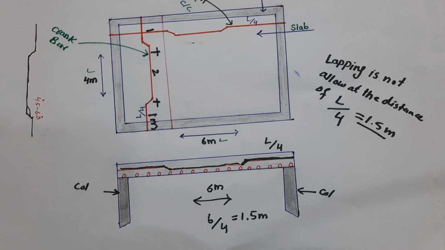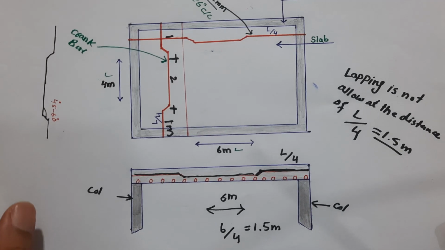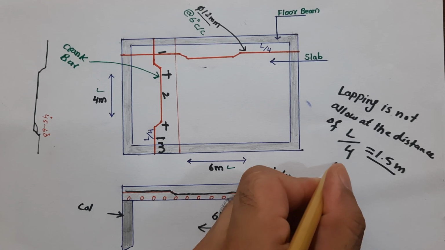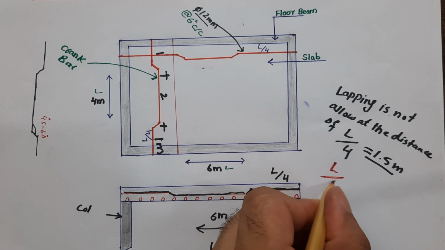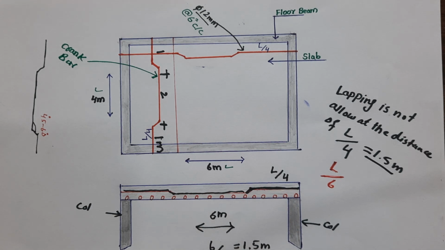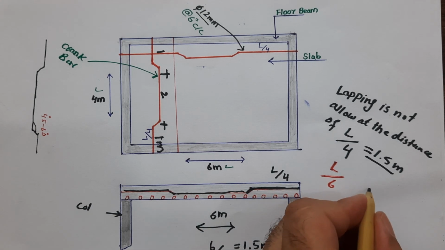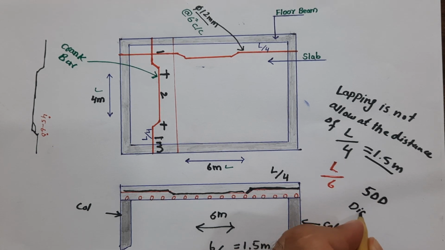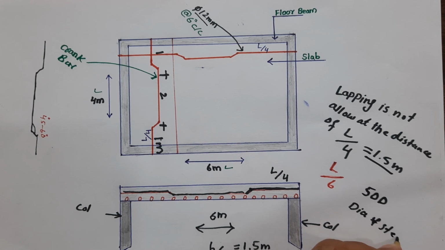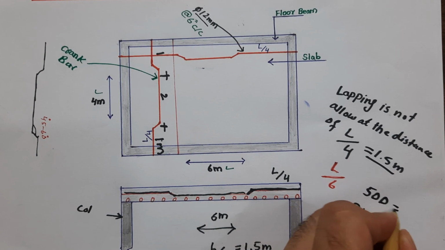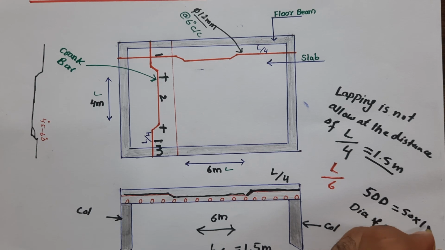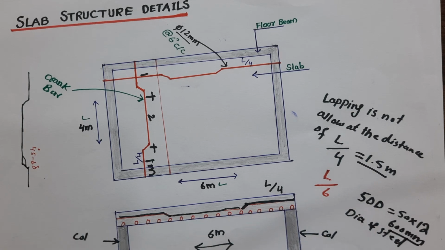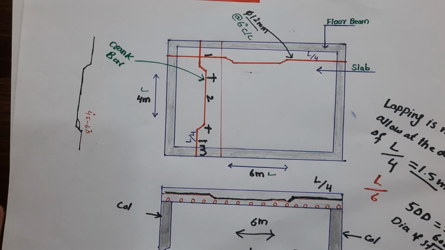Next, if you need to provide lapping, you can provide it after L by 4, at the distance of L by 6. The lapping should not be less than 50 D, where D is the dia of steel. So 50D means 50 multiplied by 12, which is 600 millimeter. So this is about the crank bar.